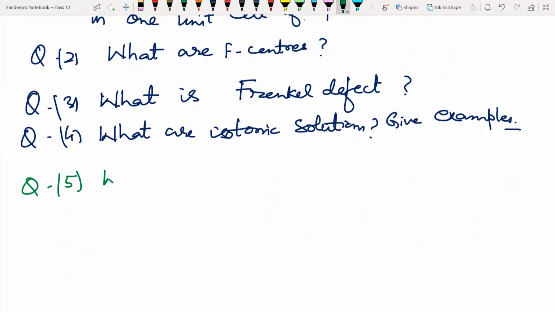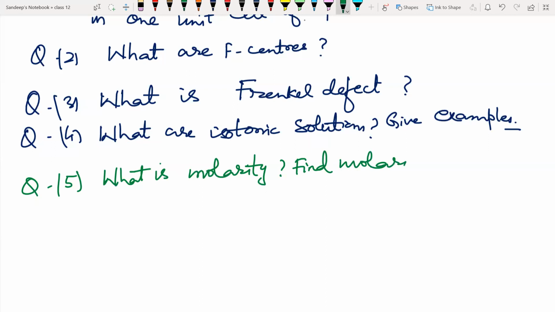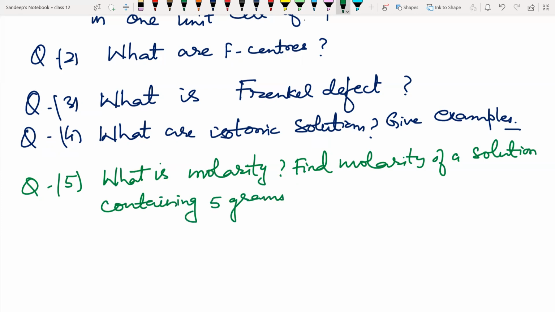Question number 5 is, what is molarity? Find molarity of a solution containing 5 grams of NaOH in 450 ml of solution.